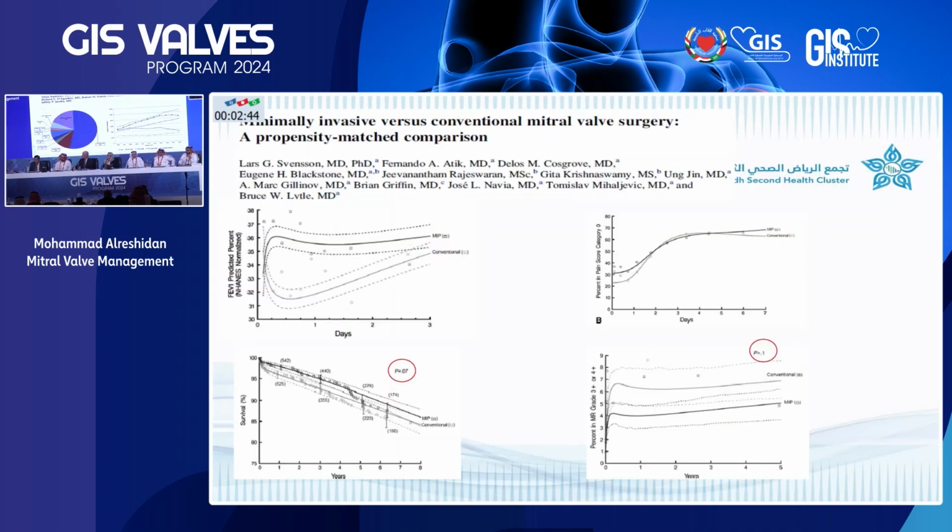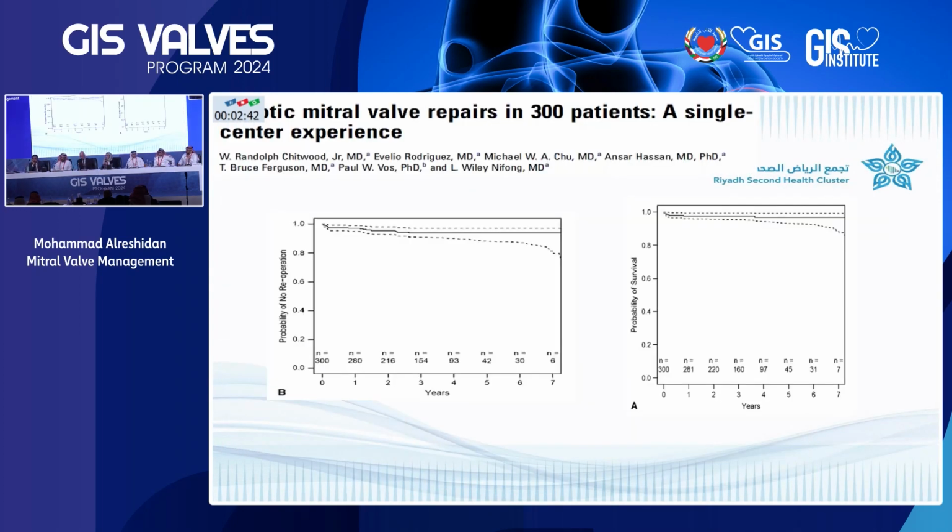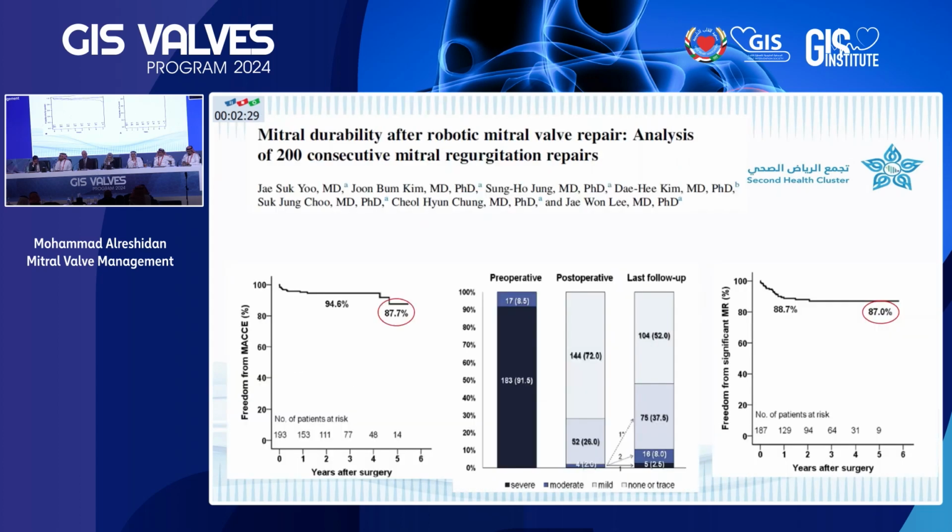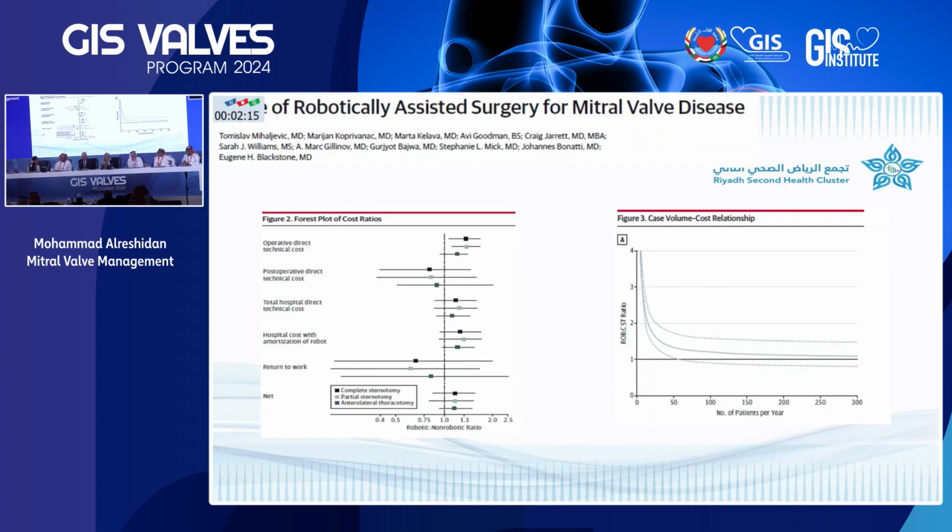I'll proceed. So why should we do robotic surgery? Because we have a lot of data and literature which show that doing robotic operation will not increase your probability of going back for surgery, and you will also have good survival. And if you look at the durability of robotic mitral valve repair, you could see that the freedom from MACE or freedom from significant mitral regurg was more than 87%. And most of the people stayed in the mild and lower range of MR.